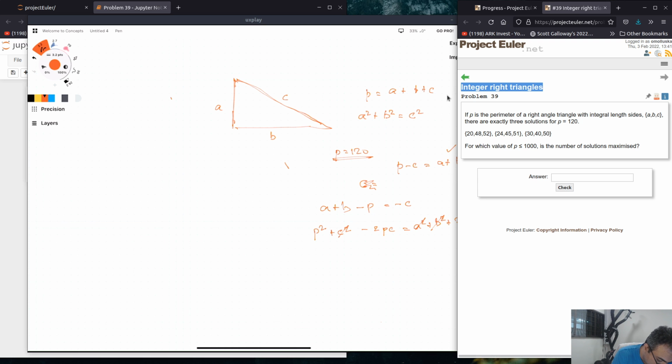So we are left with this equation over here, P square minus 2PC equals 2ab. Okay. P square equals 2ab plus 2PC, so half P square equals ab plus PC. So this condition has to be satisfied. That's one condition that has to be satisfied.